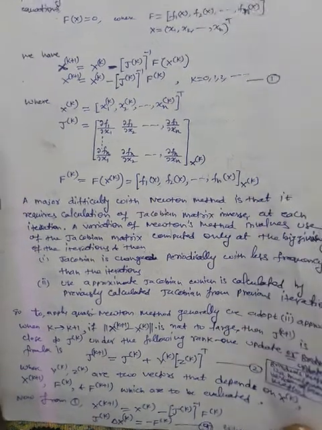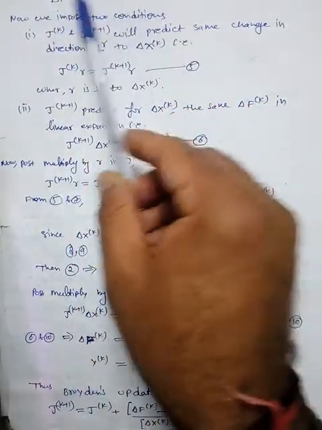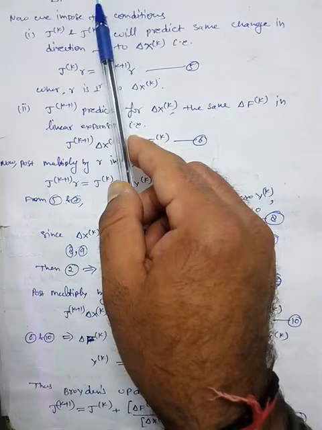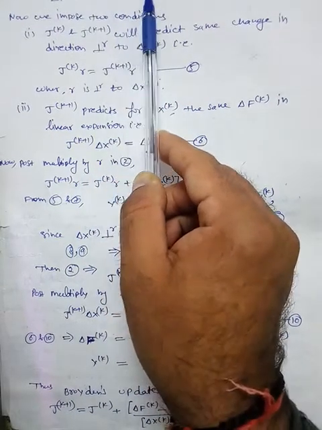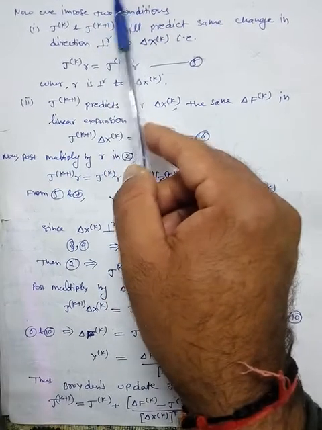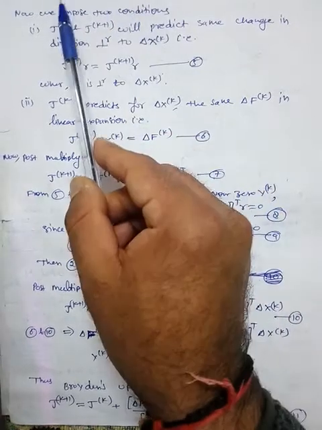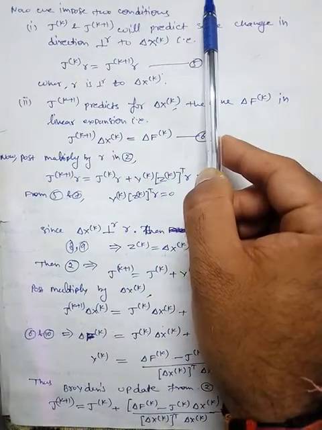Okay, so now the functional change: since when x changes, f also changes, the functional change is f(k+1) minus fk. This is the functional value at the k+1th iterate, this is the functional value at the kth iterate, and the difference is denoted by delta fk. This is equation number 4.